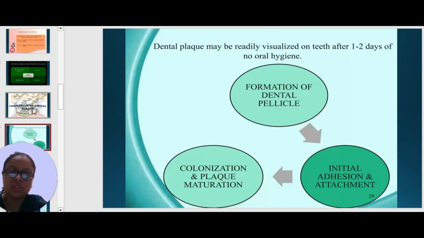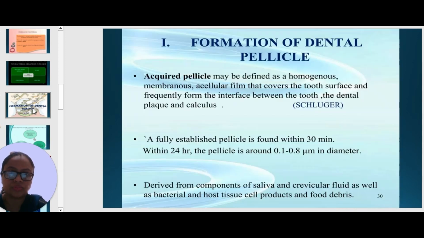Then, stages of plaque formation. Dental plaque may be readily visualized on the teeth after 1 to 2 days of no oral hygiene. The first stage is formation of the dental pellicle, then initial adhesion and attachment, and the third stage is colonization and plaque maturation. Within 2 weeks, plaque matures into calculus, the calcified form of dental plaque. The first stage, formation of the dental pellicle, is a homogeneous membranous acellular film that covers the tooth surface and frequently forms the interface between dental plaque and calculus. It is mostly derived from saliva and GCF, and some components of bacteria and host cells are also present in the acquired pellicle.